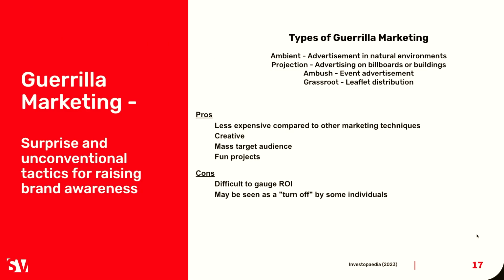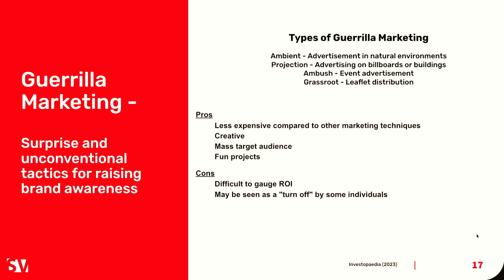Now we're going to look at another type of marketing. This is guerrilla marketing. Now, this method is seen as the surprise and unconventional tactics of marketing. You have different types of guerrilla marketing. You have ambient guerrilla marketing, which is advertisement in natural environments. You have projection guerrilla marketing, which is on billboards or buildings. You have ambush, which is event advertisement, and you have grassroots, which is generally a leaflet distribution.